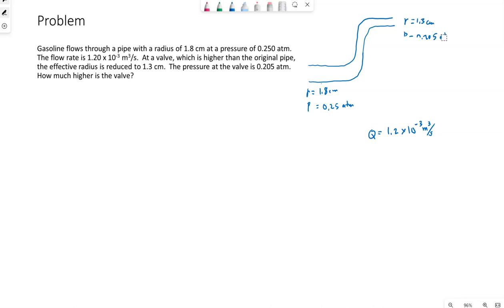The pressure up here is 0.205 atm. Let me write that better. Sorry, my computer's lagging again, so it's responding slowly. So I'm going to go ahead and call point 2 at the top, point 1 down at the bottom. We're wanting to know how much higher the valve is. So this is essentially going to be our Y2 when we are calling this lowest point Y1 equals 0.